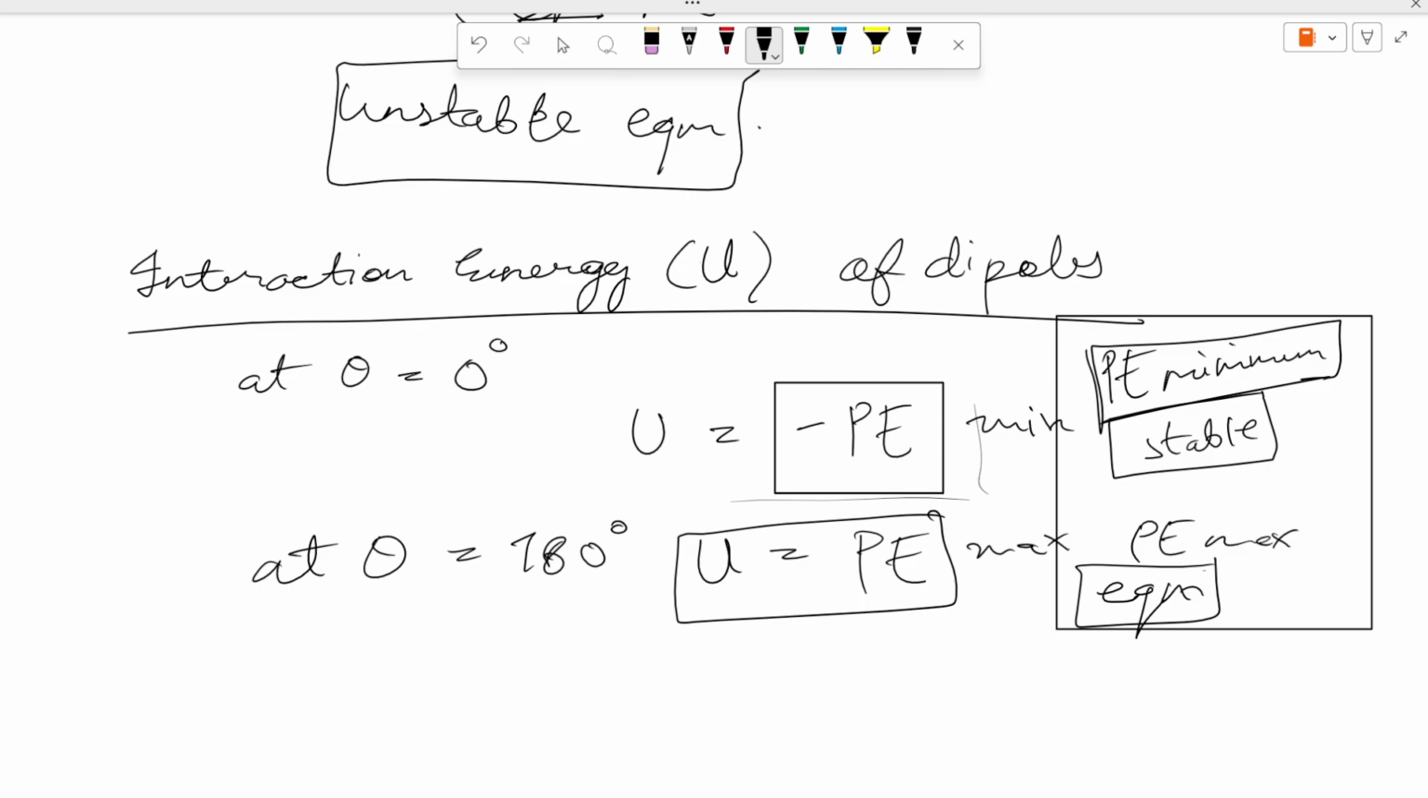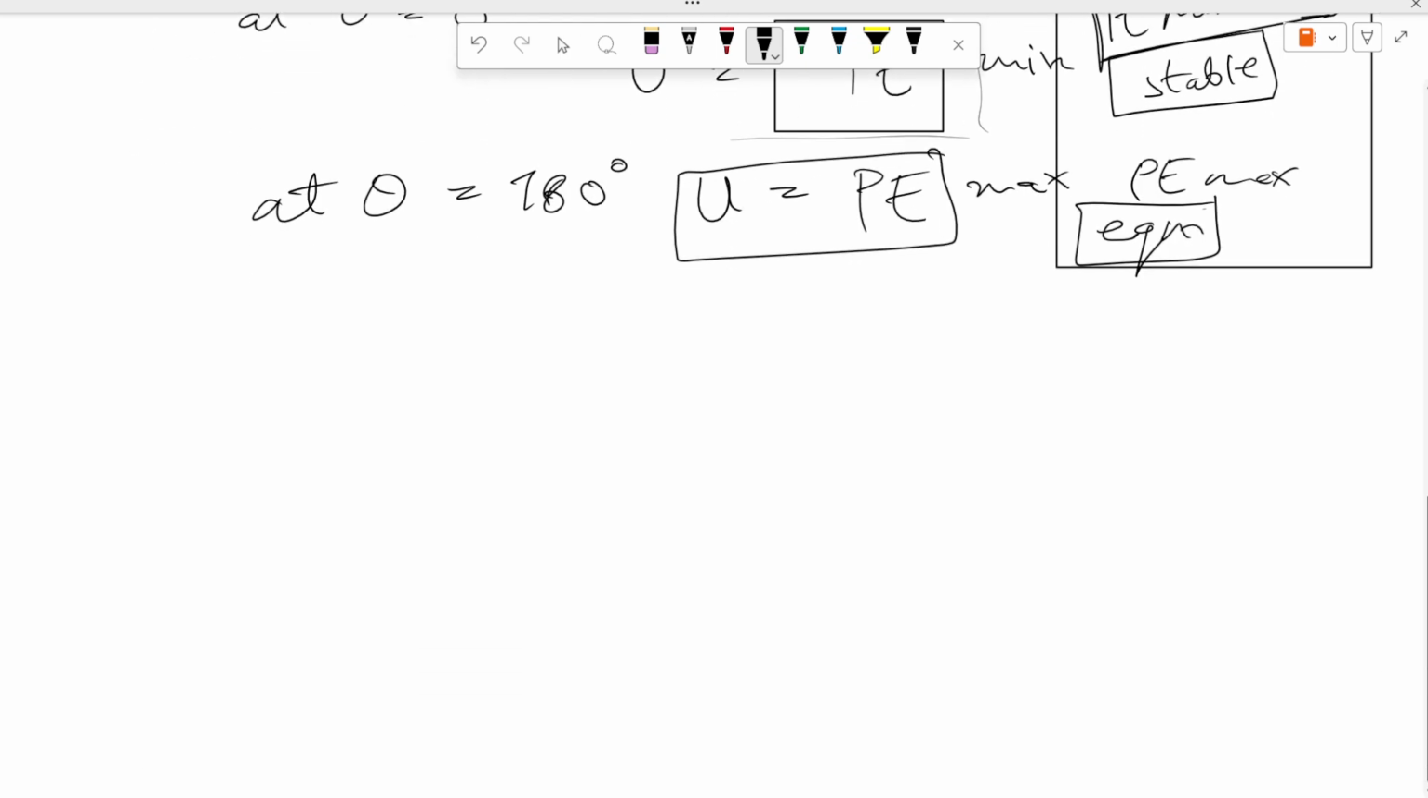So we need to keep in mind that whenever the potential energy is minimum, it is stable. Whenever the potential energy is maximum, it is unstable equilibrium. What unstable equilibrium means is that it will never return to its original state.